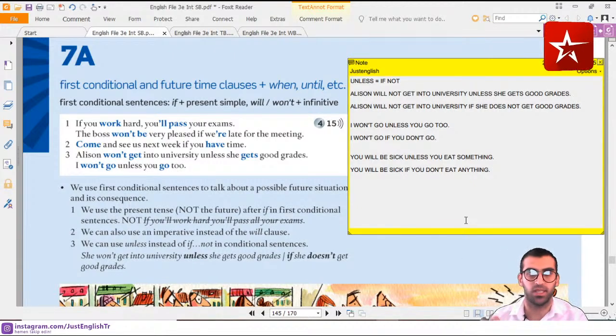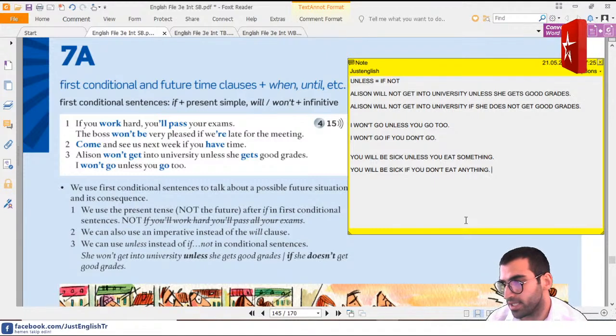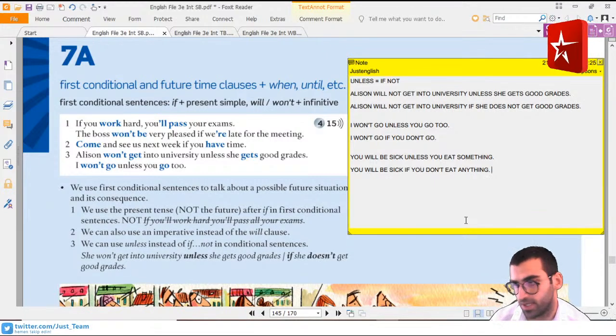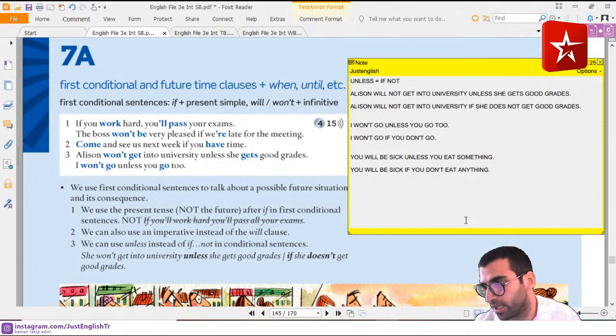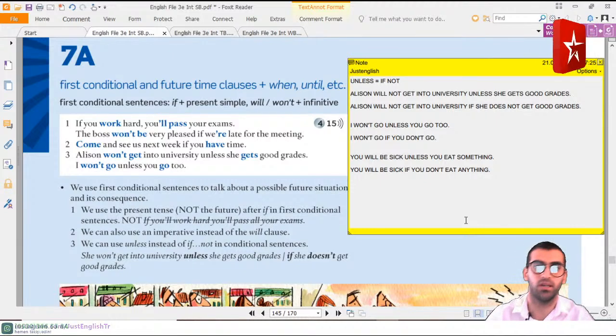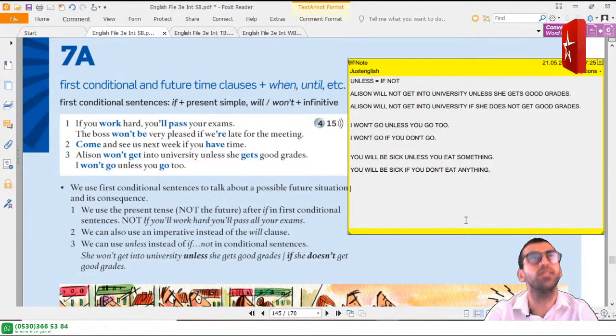They have the same meaning. You will be sick if you don't eat anything. You will be sick unless you eat something. Unless you stop eating, it means if you don't stop eating, you will be sick. No. Sıla, your sentence is good, but grammatically it is false. So be careful with unless and if not.